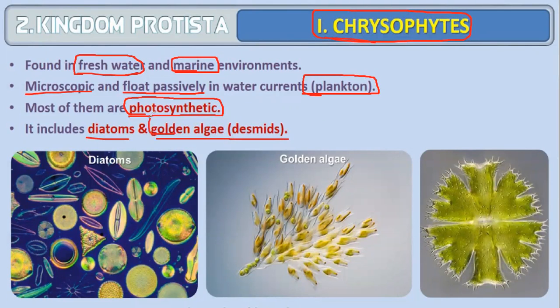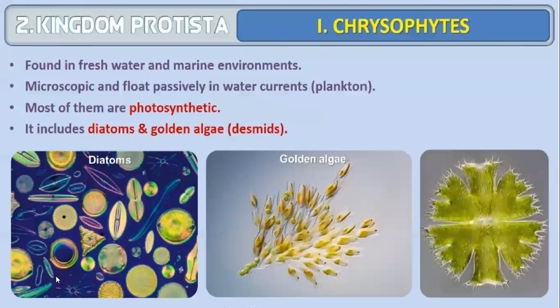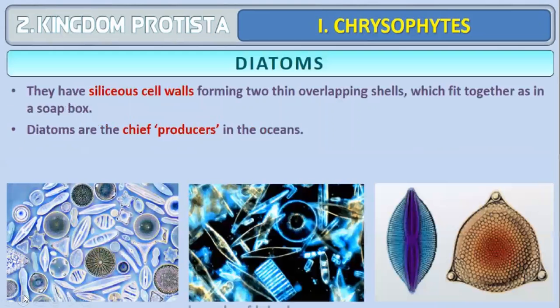This golden algae, desmids, is a 100% sure MCQ. Moreover, it is a 10 times repeated MCQ for your NEET. So what are the main important points? Most of them are photosynthetic. They include diatoms and golden algae. Golden algae is also called desmids. They are freshwater and marine organisms.